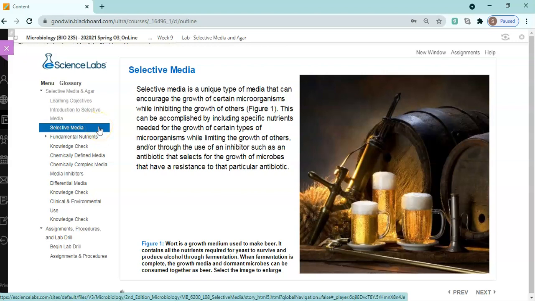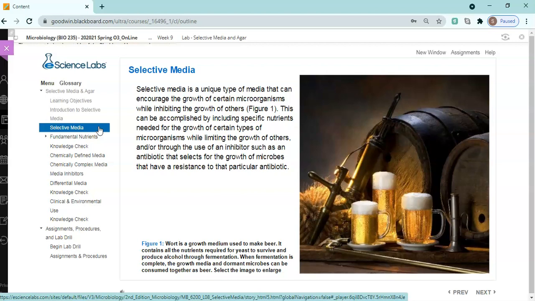Differential media, we saw, are types of agar that will change color. They undergo a color change when you grow a certain type of microbe on the dish. So it will allow us to see different microbes growing on the same media. So for instance, we had MSA, or mannitol salt agar.